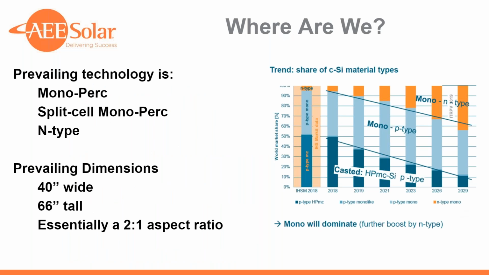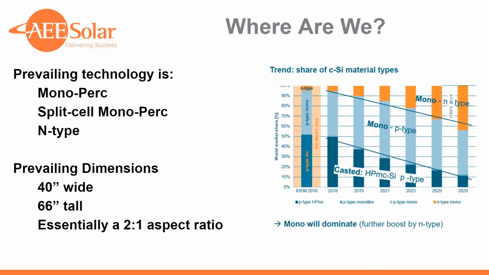Where are we? So what's common in the market? What's the prevailing technology? The prevailing technology right now is mono PERC wafers and cells. You might say that split cell mono PERC is maybe even a little more popular than the traditional mono PERC. N-type is out there as kind of a premium offer.